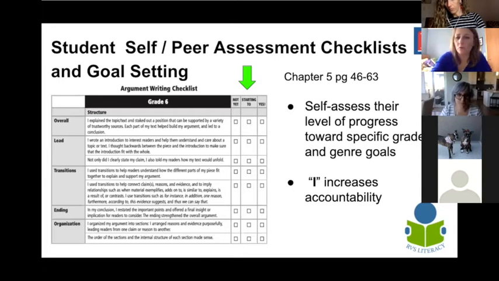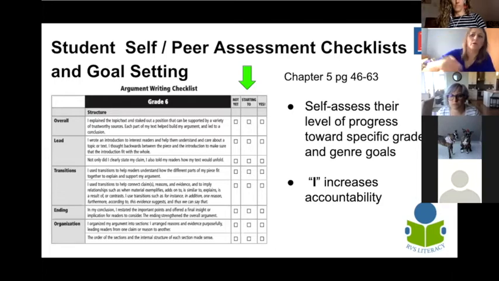Because if I have a whole bunch of not yets, I'm not going to pick all of them to set goals on. I'm going to pick the one that is going to make the biggest difference in my writing to begin with, and that's going to be my priority. I'm going to establish a goal around that, and then I'm going to be mindful of that goal as I work through all of my pieces through the course of the unit.